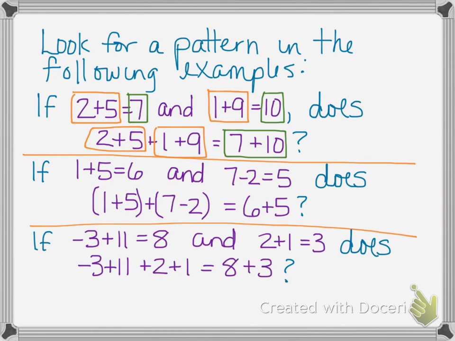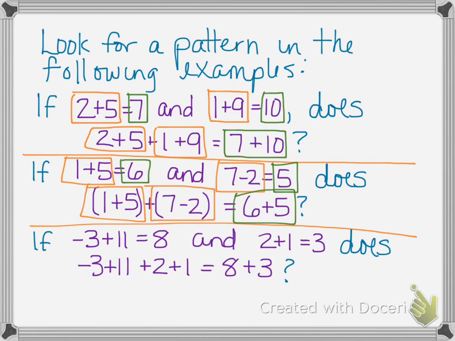I've got these left-hand sides here, 1 plus 5 and 7 minus 2, and down here 1 plus 5 and 7 minus 2. I've added those together, and they're going to equal the sum of the right-hand sides. Equals 6 plus 5. Okay, so the difference between the first example and the second example is that there's some subtraction going on here, but it still works, right? 1 plus 5 is 6, 7 minus 2 is 5, add them together, I get 6 plus 5, or 11.